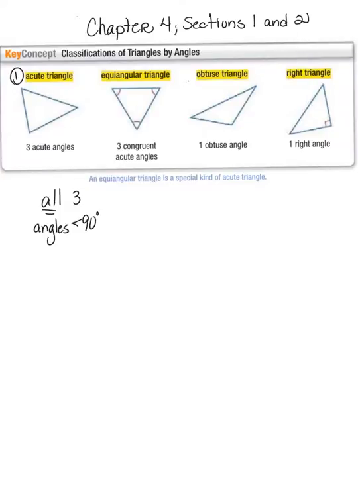A special type of acute triangle is the equiangular triangle. It is a subset of the acute triangles. Equa means equal, angular means angles. So if I have 180 degrees split up evenly three ways, that tells me that each angle of an acute equiangular triangle has to be 60 degrees. Okay, all have to be 60. That's equiangular. Now what I'm going to go ahead and mention, and we're going to talk about in a minute, is that equiangular triangles are always equilateral.